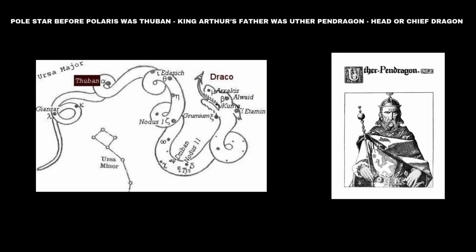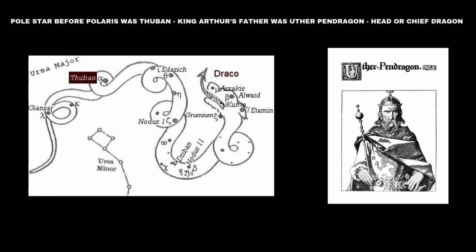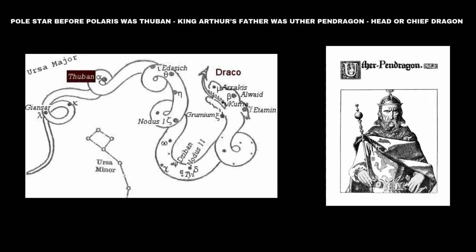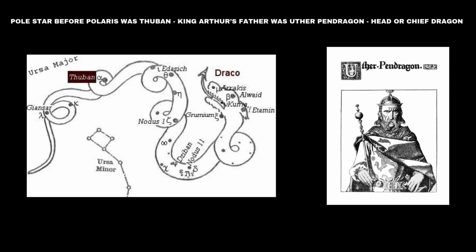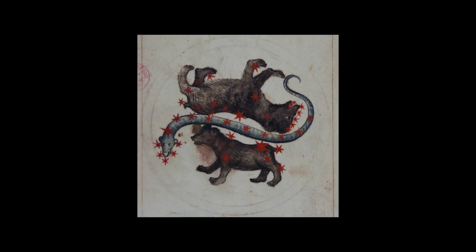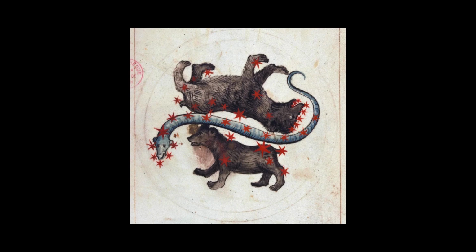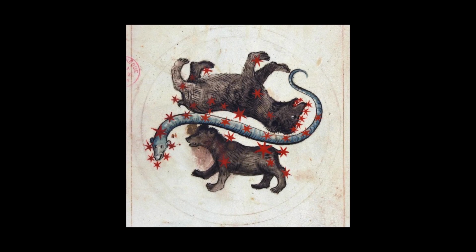Before this, the still point of the northern sky was a serpent called Thuban, found in the constellation of Draco, the dragon. Arthur's father was Uther Pendragon, the head or chief dragon. At one time, the constellation Draco appeared much larger, and the bears were held within his wings.